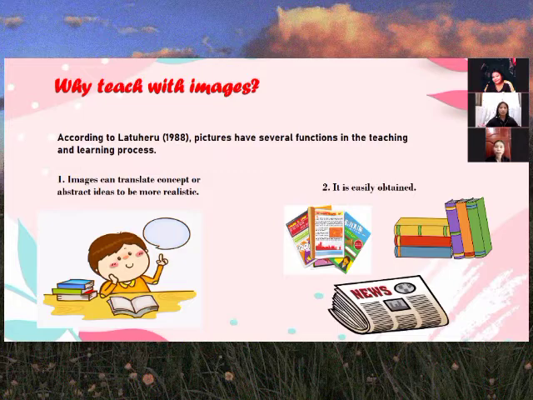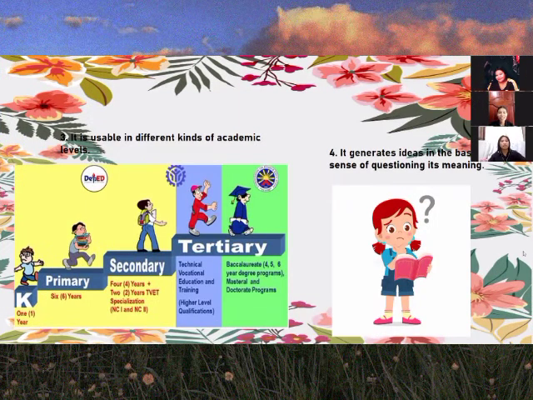According to Tohero 1988, pictures have several functions in the teaching and learning process. First, images can translate concepts or abstract ideas to be more realistic, because visuals look like the thing they present. They are more easily remembered and linked to the original idea. The second one is it is easily obtained, because teaching with objects also creates students with a higher level of visual literacy. The third one is it is usable in different kinds of academic levels in a way that it is beneficial to teachers as well as to the students in providing explicit ideas which can drive easily to their learning, and in an interactive way of analyzing images during primary to college years.